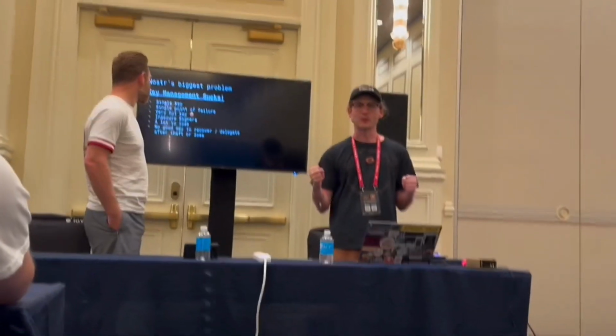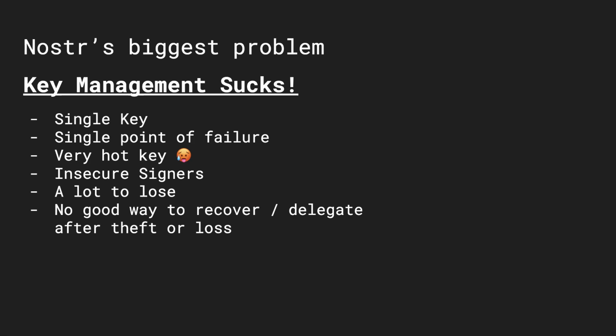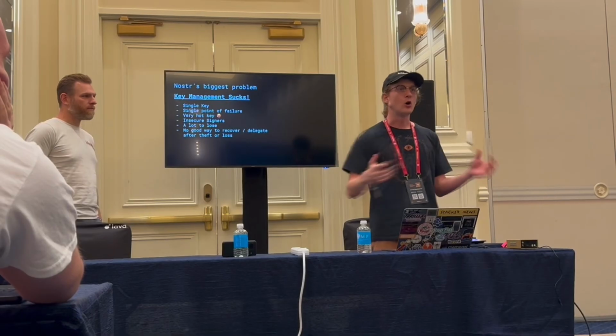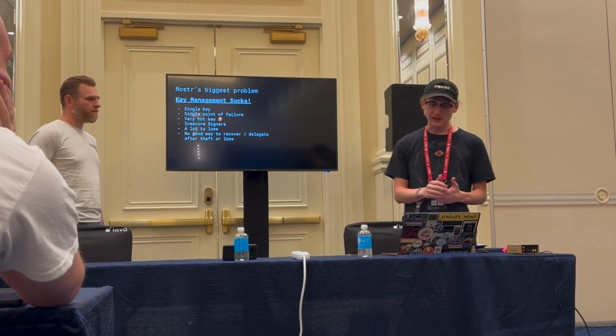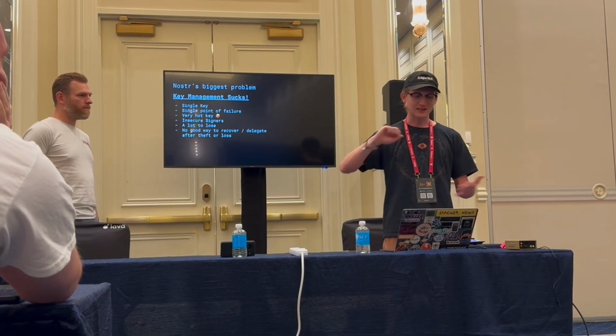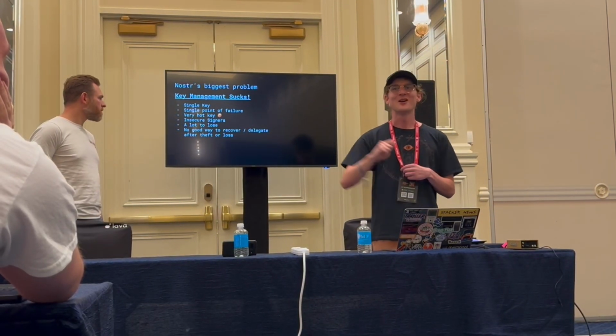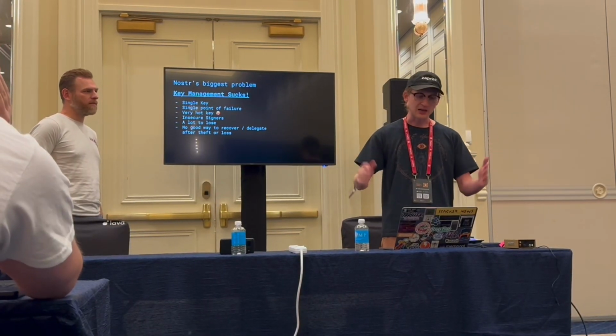Okay, Nostr's biggest problem. Key management sucks. You have a single key, you have a single point of failure. This is a very hot key, you're using it all the time. It's not a single sig in cold storage necessarily. You've got this environment of insecure signers. And of course, there's a lot to lose. You are investing your whole identity into Nostr, and so you don't want to have that be stolen. And of course, if it does get lost, there's no way to recover it, there's no way to delegate or tell anyone that, no, this is me now, my identity got stolen. So I see this as Nostr's biggest problem, is key management.